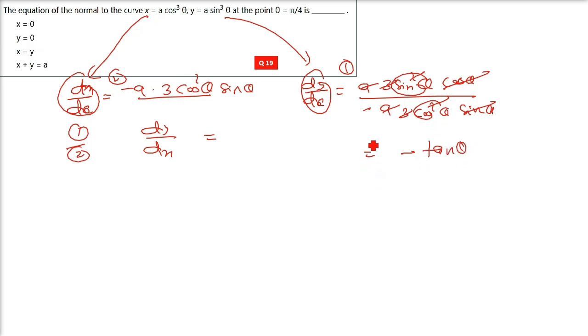Negative tan theta. Now what is the theta? The question has already said theta is pi by 4. When theta is pi by 4, it is 45 degree. Tan 45 degree is what? Tan 45 degree is just 1. So it is minus 1. So dy by dx is -1.